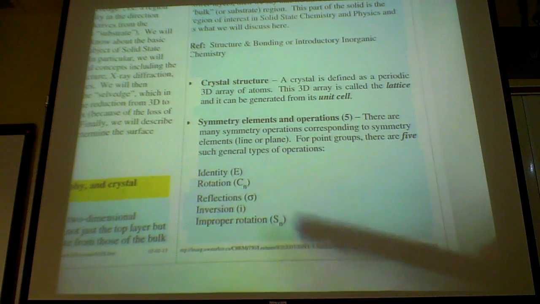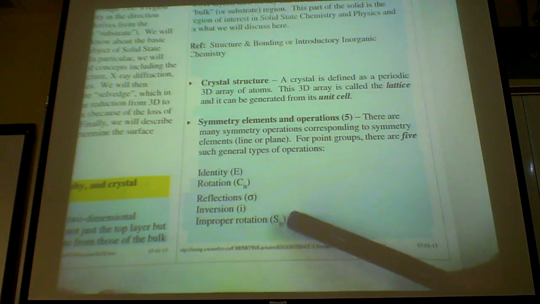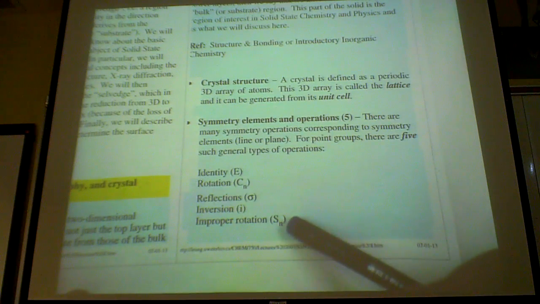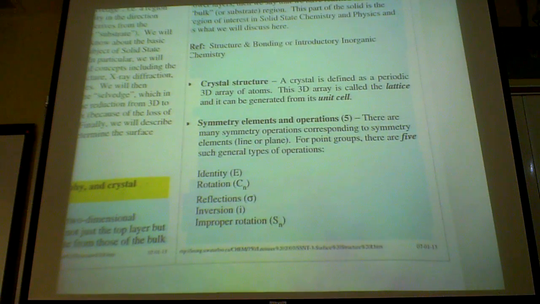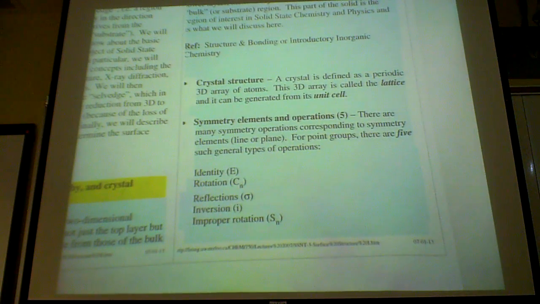If you don't remember what improper rotation is, it means that you rotate by 360 divided by n, and then you do a reflection. So that's an improper rotation. Okay, so that's what improper rotation is. Sometimes people may not remember what that is. So there are 5 for point groups. There are 5 such general operations.